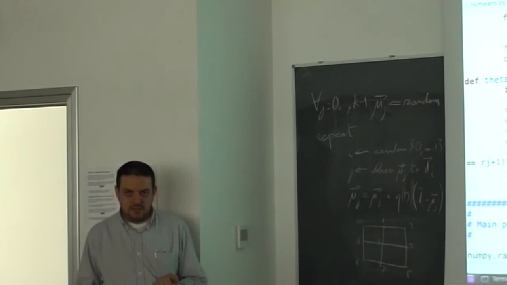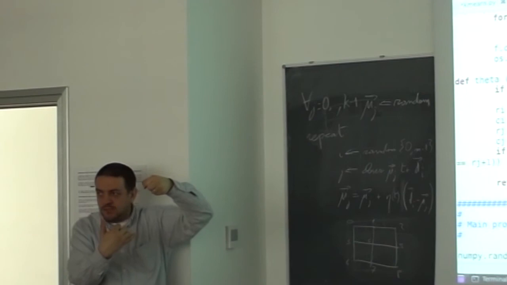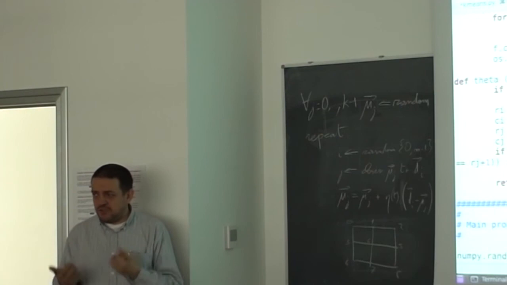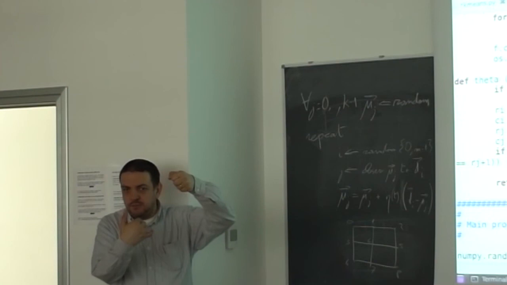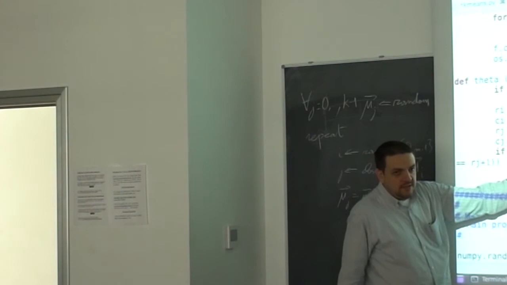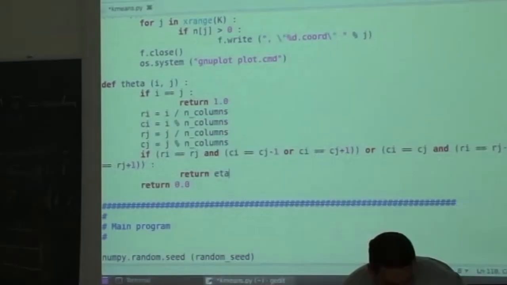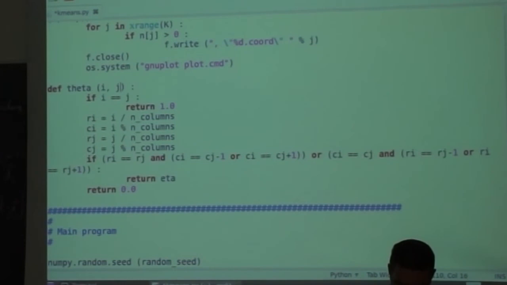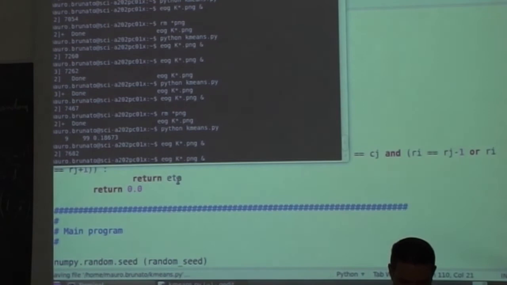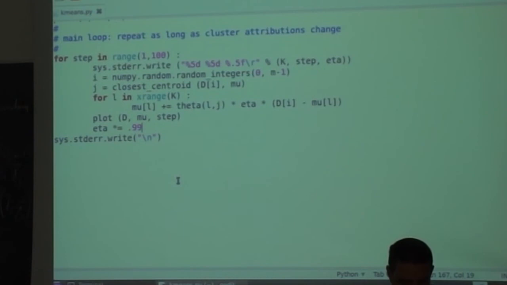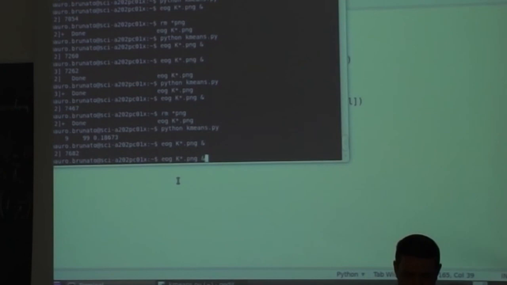At the beginning they are very rigid. Every time you pull one, you also pull its neighbors. Towards the end, the effect will be much lower, and a strong pull on one will result in a very weak pull on the neighbors, because this eta is reducing. Of course, I have to pass it as parameter here, and of course also when I call theta. Okay, so the effect of the self-organizing map is reduced as time proceeds.